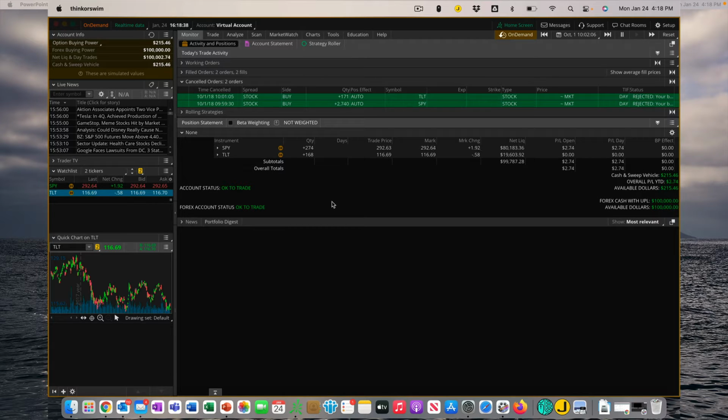Okay. Now, what I'm going to do is assume that this is outside of this TD Ameritrade Thinkorswim account, because I've only got $215 worth of option buying power. I can't do any trades. I can't do any hedging. I can't sell anything. I can't do anything because I don't have any margin left because I've spent all my money.